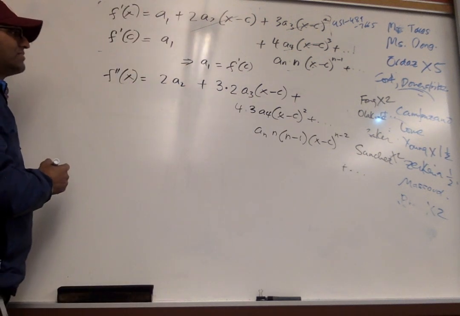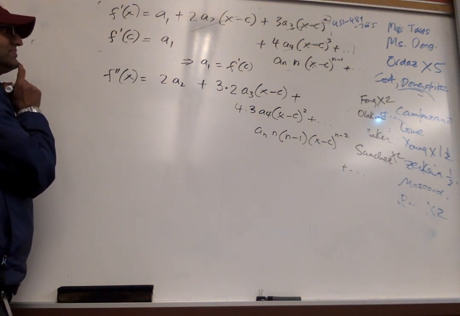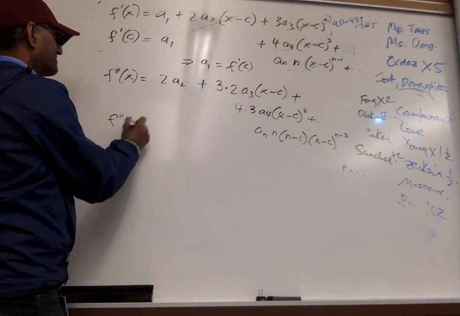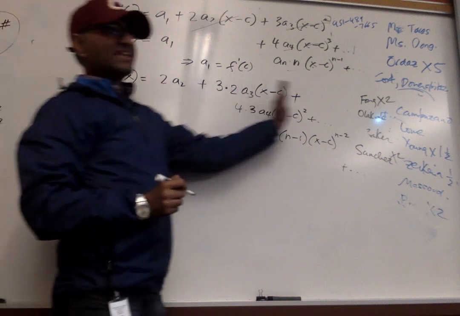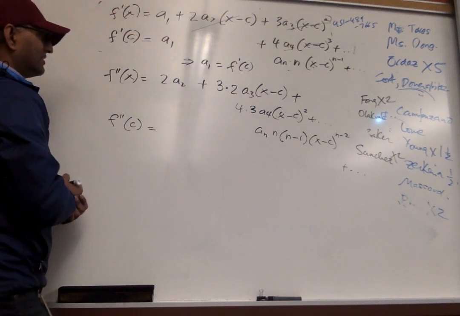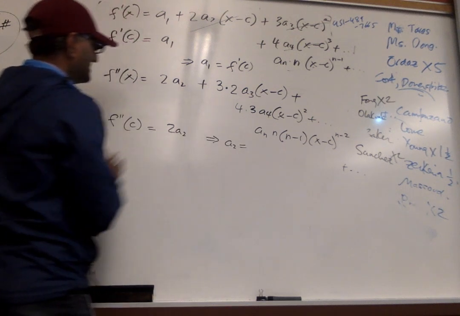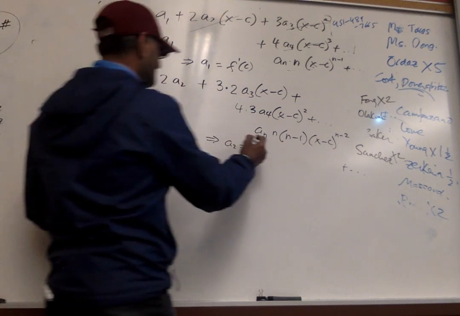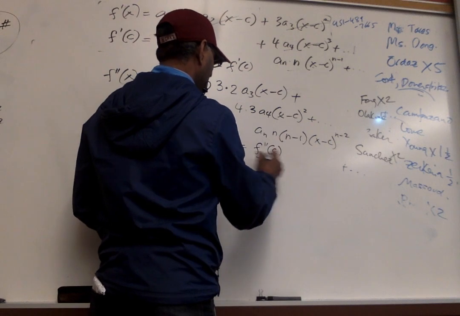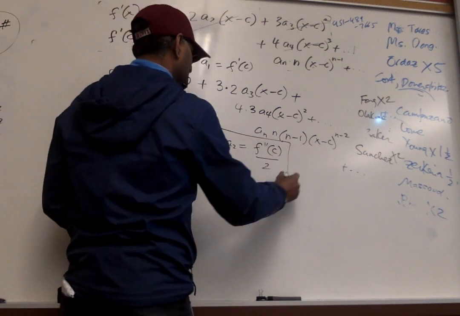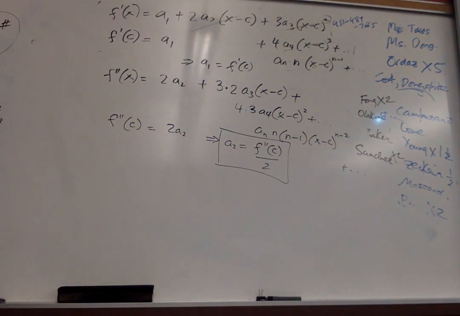What simple operation will help me find a2? Plug in c. F double dash of c. Will all of these guys collapse? Which is the only guy left over? 2a2. But guys, I need a2. So what should I do to both sides? Divide by 2. Is that f double dash of c over 2? Put that in a box. Because that's my goal. My goal is to find out these coefficients.